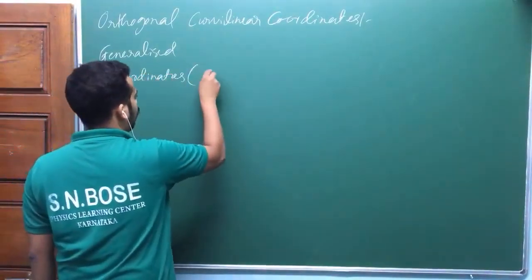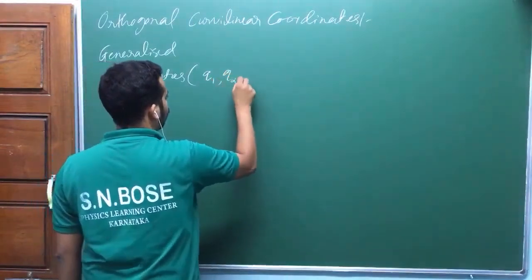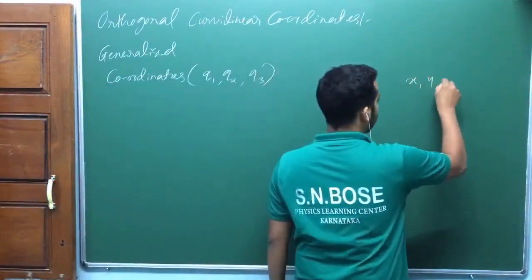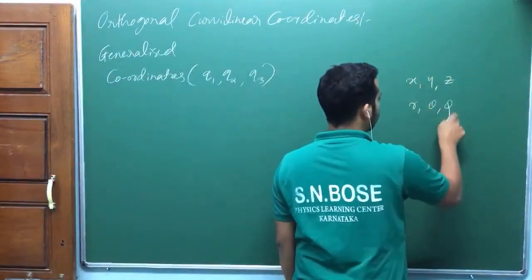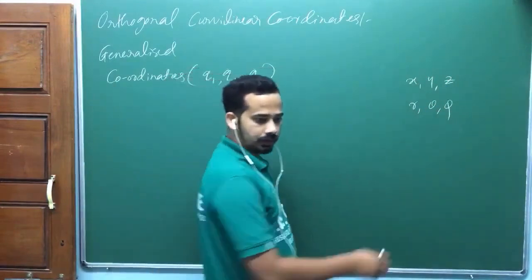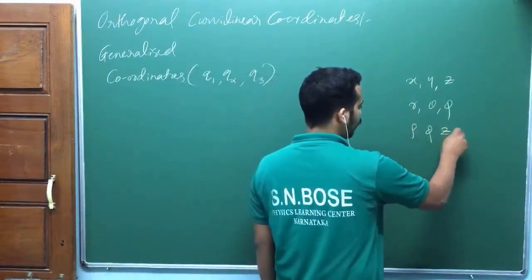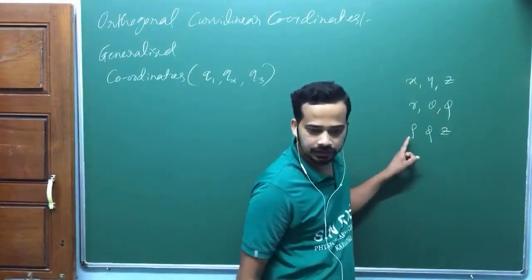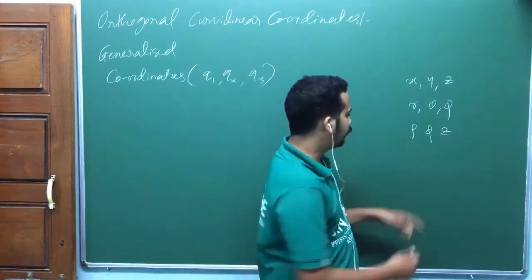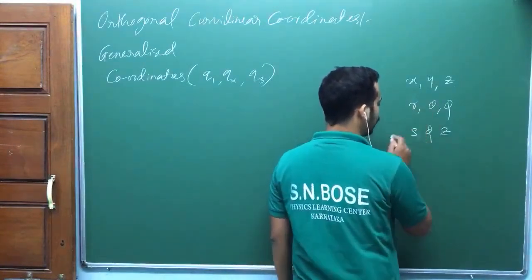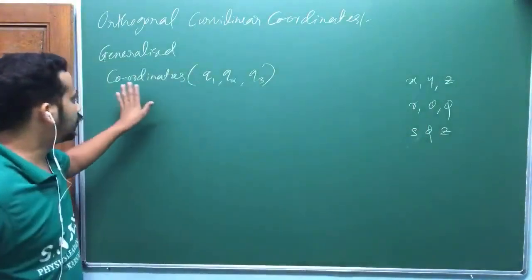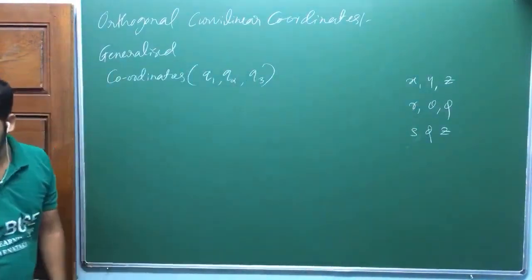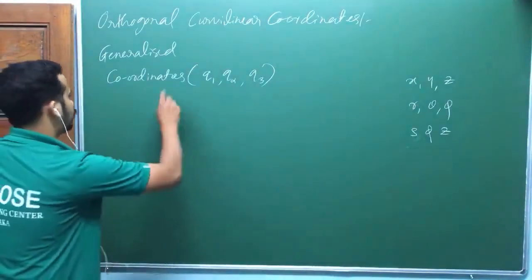Now let me define coordinates as, suppose, Q1, Q2 and Q3. Again, it's just like X, Y, Z. It's just like R, theta, phi in our spherical polar coordinate system, or rho, phi, Z. We don't write rho, we write S actually, because rho is used for charge density in electrodynamics. To avoid the confusion, we use S here in the cylindrical coordinate. Whatever I'm writing, these are Q1, Q2, Q3, so they are one of these. That's what I'm addressing.